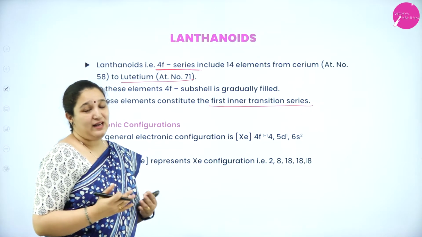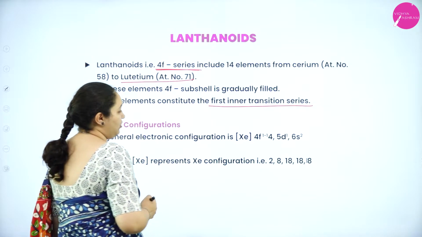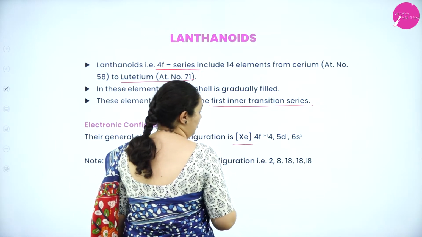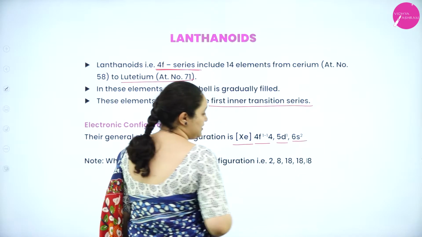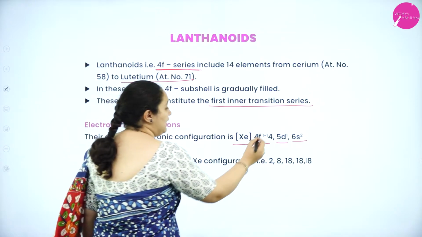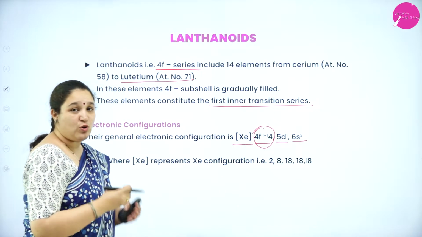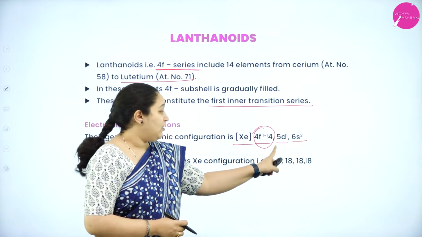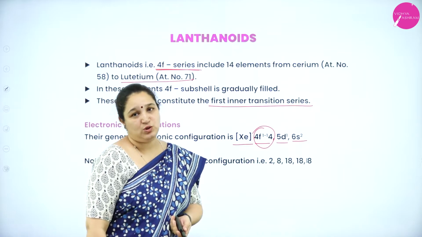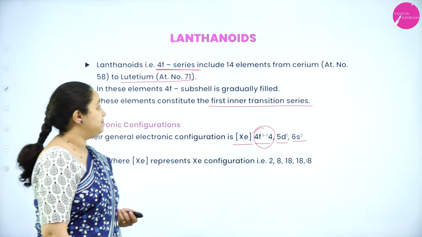What is the electronic configuration of lanthanoids? The general electronic configuration is, after xenon, 4f1 to 14, 5d1, 6s2. So here 1 to 14 electrons are getting filled up. This is the general electronic configuration for lanthanoids.